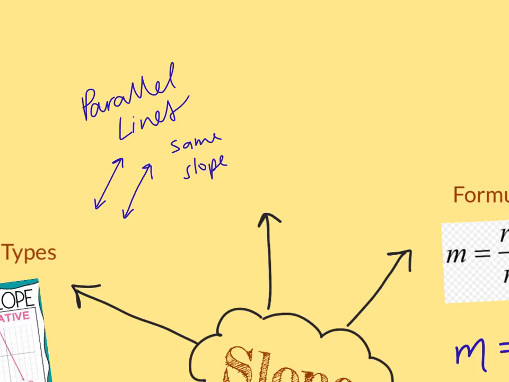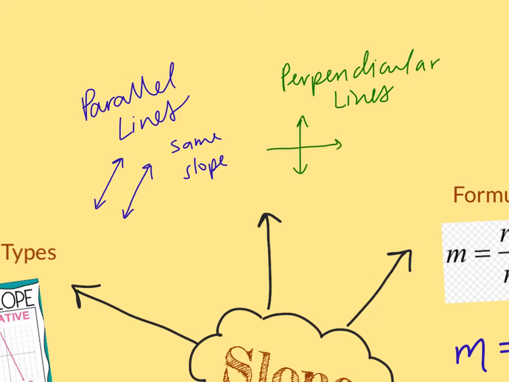And then perpendicular lines, lines that form a 90-degree angle when they intersect, those slopes are opposite reciprocals. So perpendicular lines look like this. And they form a 90-degree angle where they intersect, and their slopes are opposite reciprocals. Now, what does that mean? Opposite means that one's positive and one is negative.